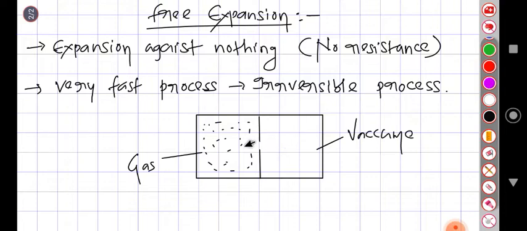as soon as I rupture the partition, the gas will expand. How would this happen? There is no resistance, so the expansion will happen like this. There is no resistance here, and the gas will come inside. This is what free expansion is. We understood this; initially this container is well insulated. One more thing is important in this.